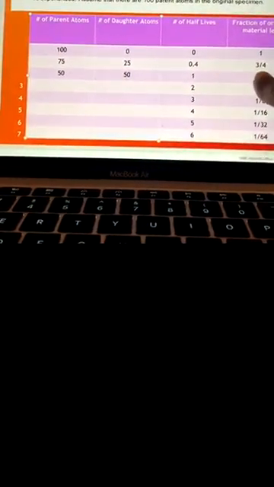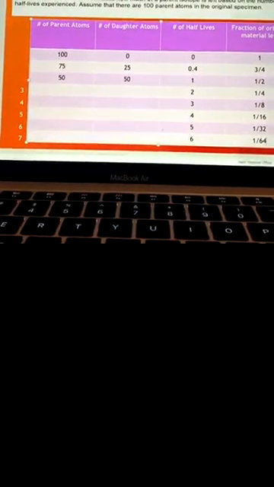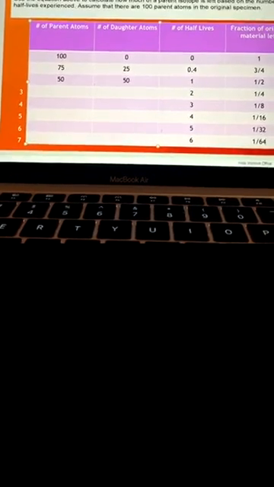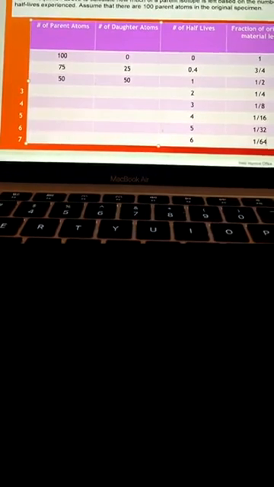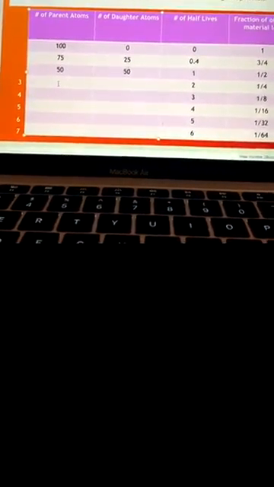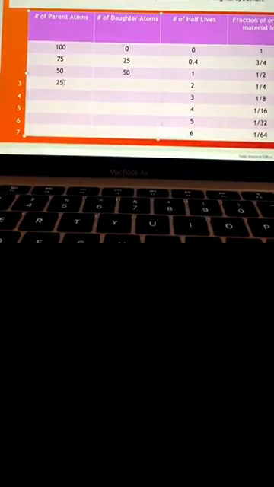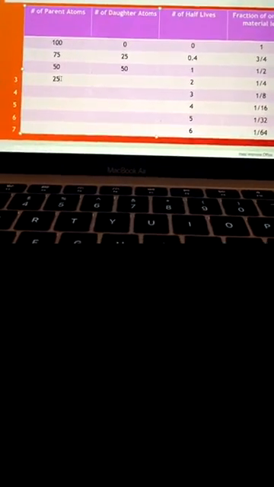3/4 of 100 is what? 75. Stay focused, y'all. 1/2 of 100 is what? 50. 50, and that's how they got the 50 here. So what is 1/4 of 100? 25. So for number 3 in that first column, you should have 25. 25 goes right here in that first column. Elizabeth, stay focused, my love. Stay focused.